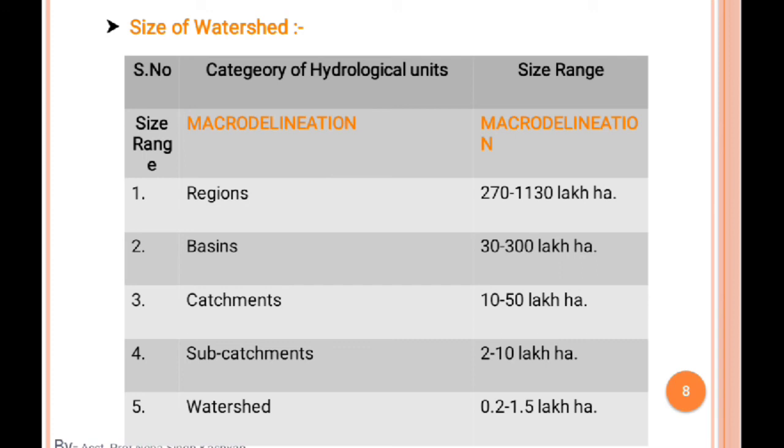So we have three columns. The first column is the size range, and the second is the category of hydrological units, which shows what size is required for that particular unit. We have 5 categories for macro delineation: regions, basin, catchments, sub-catchments and watershed. When we talk about the regions, we need a range of 270 to 1130 lakh hectare. That is an area range.